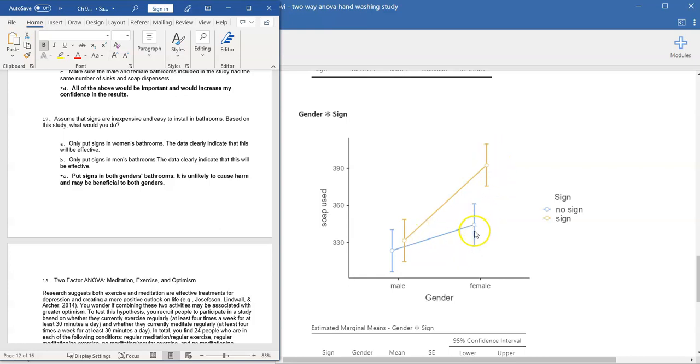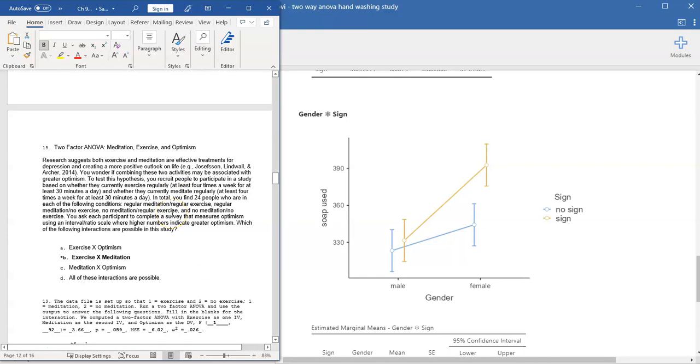Now here you can see for females, having the sign present had a very large effect. So it's clearly doing some good there. So at a minimum, you'd want to put the sign in the female bathroom. But again, if it's inexpensive, males did a little bit better. It might just be due to sampling error, but it's not any harm to add it. So sure, add it to both.